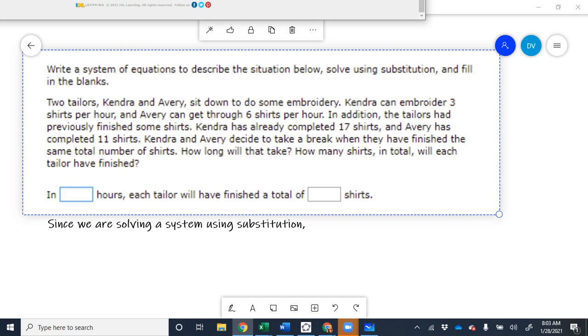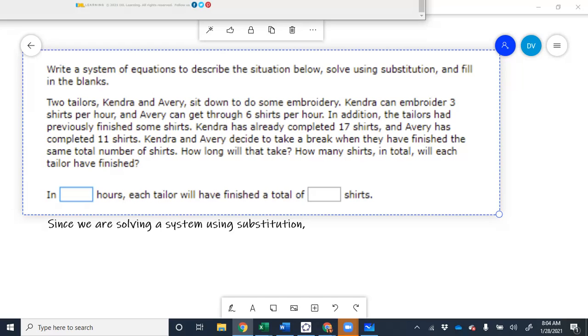This is another type of word problem, but it doesn't have a graph like the ones that we did yesterday. But we can use substitution, which we learned a few days ago. In order to do this, just as the directions say, we're going to have to write the system. We're going to have to actually write two equations. So let me go ahead and read it.